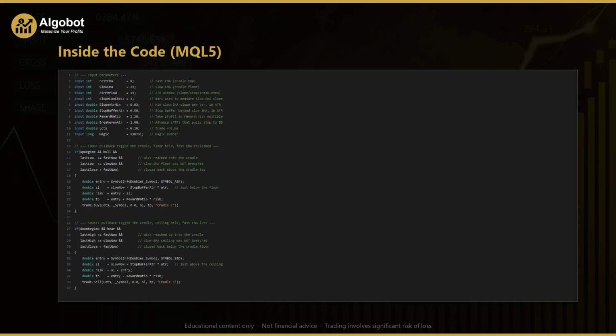Now the long block. Notice it only proceeds when up regime is true and the candle is bullish. The last low must be at or below the FastEma, so the wick reached into the cradle. That same low must be at or above the SlowEma, so the floor held. And the last close must be above the FastEma. When all of that is satisfied, entry is taken at the ask.